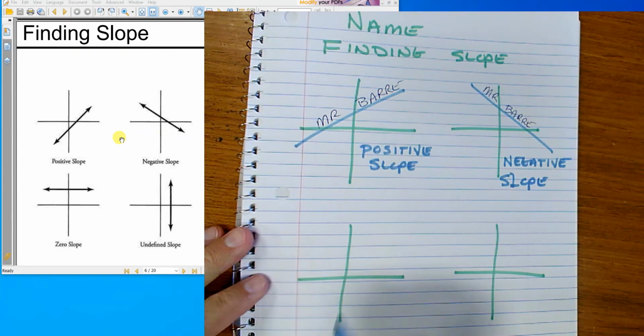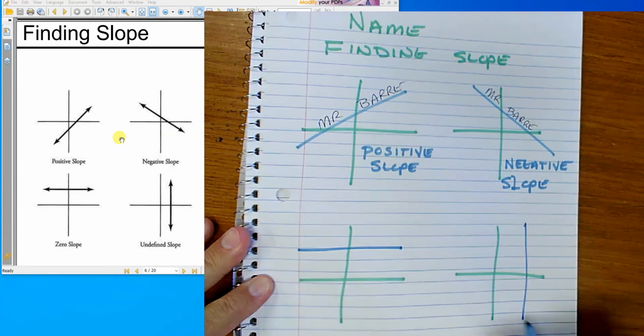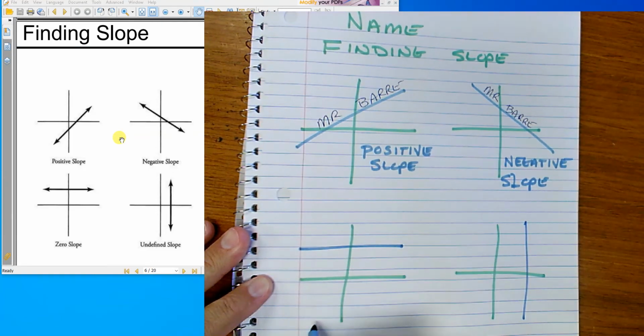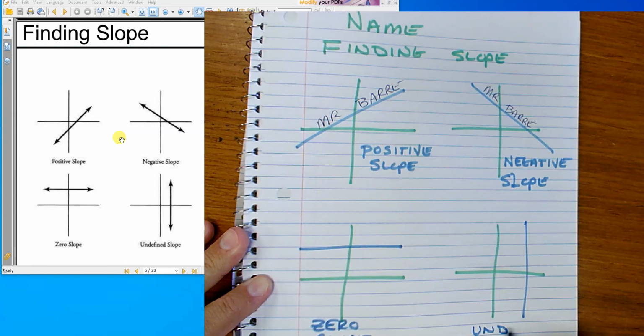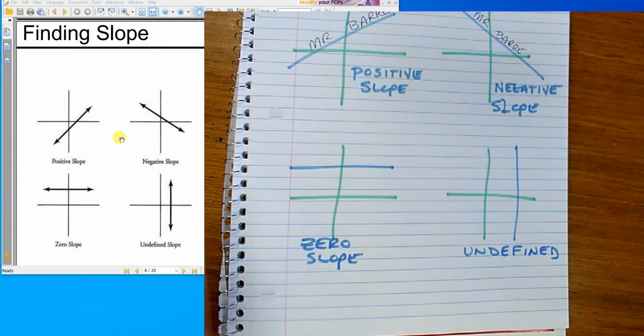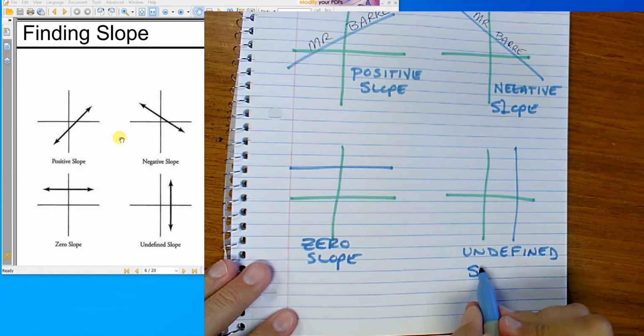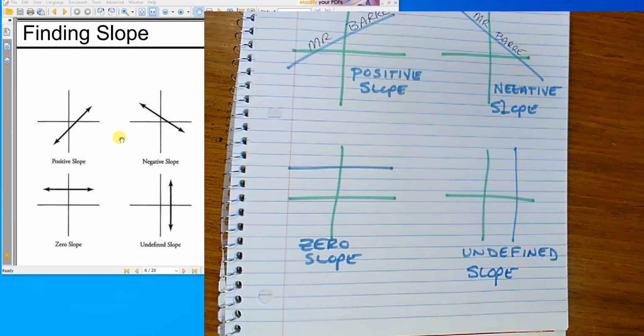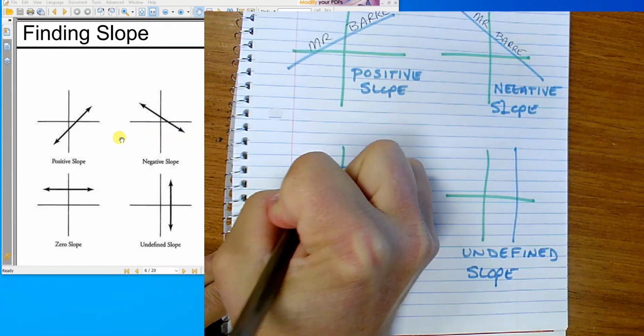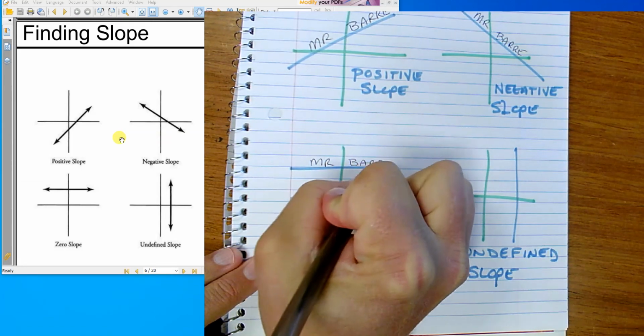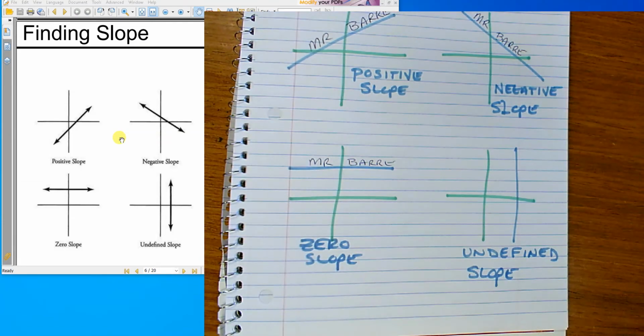The other two types of slopes, this guy is a zero slope, and this one is undefined. Zero slope kind of makes sense if I write my name on it and it just sits there, right? It's just sitting there. It's not going up. It's not going down. That's a zero slope.